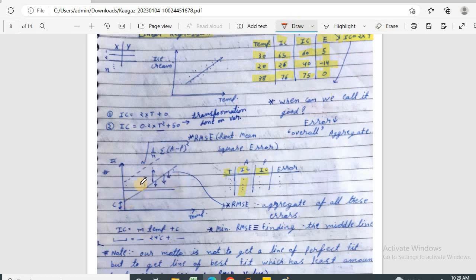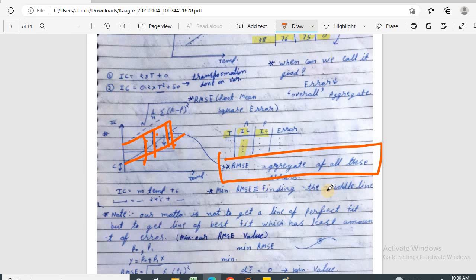So guys, what will happen, these are the points, and this is our line. What will happen if we draw our line here? This will become our error, so our error will increase. So this will be our RMSE, the aggregate of all these errors. So what we need to do basically is minimize our RMSE. How will it happen? For this we need to find the middle line.